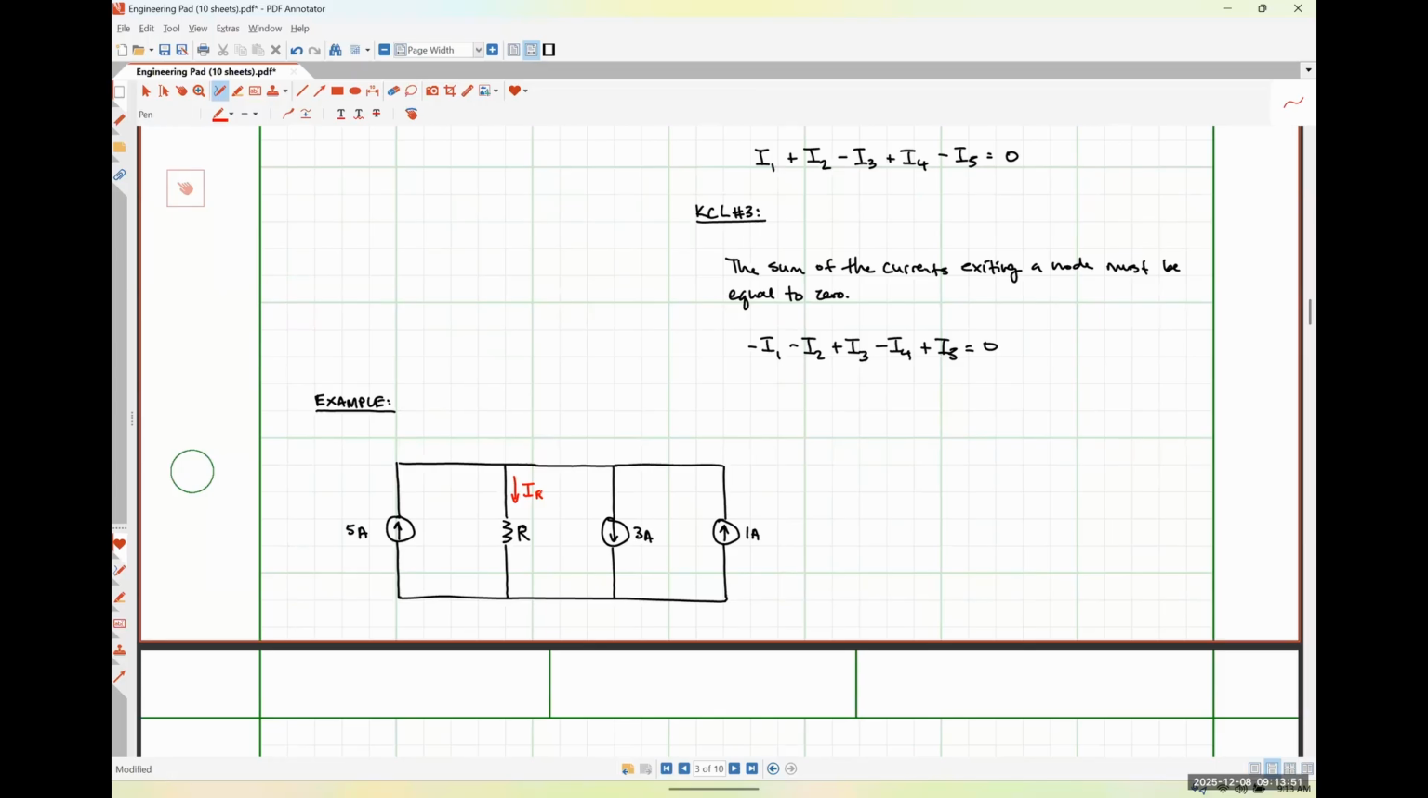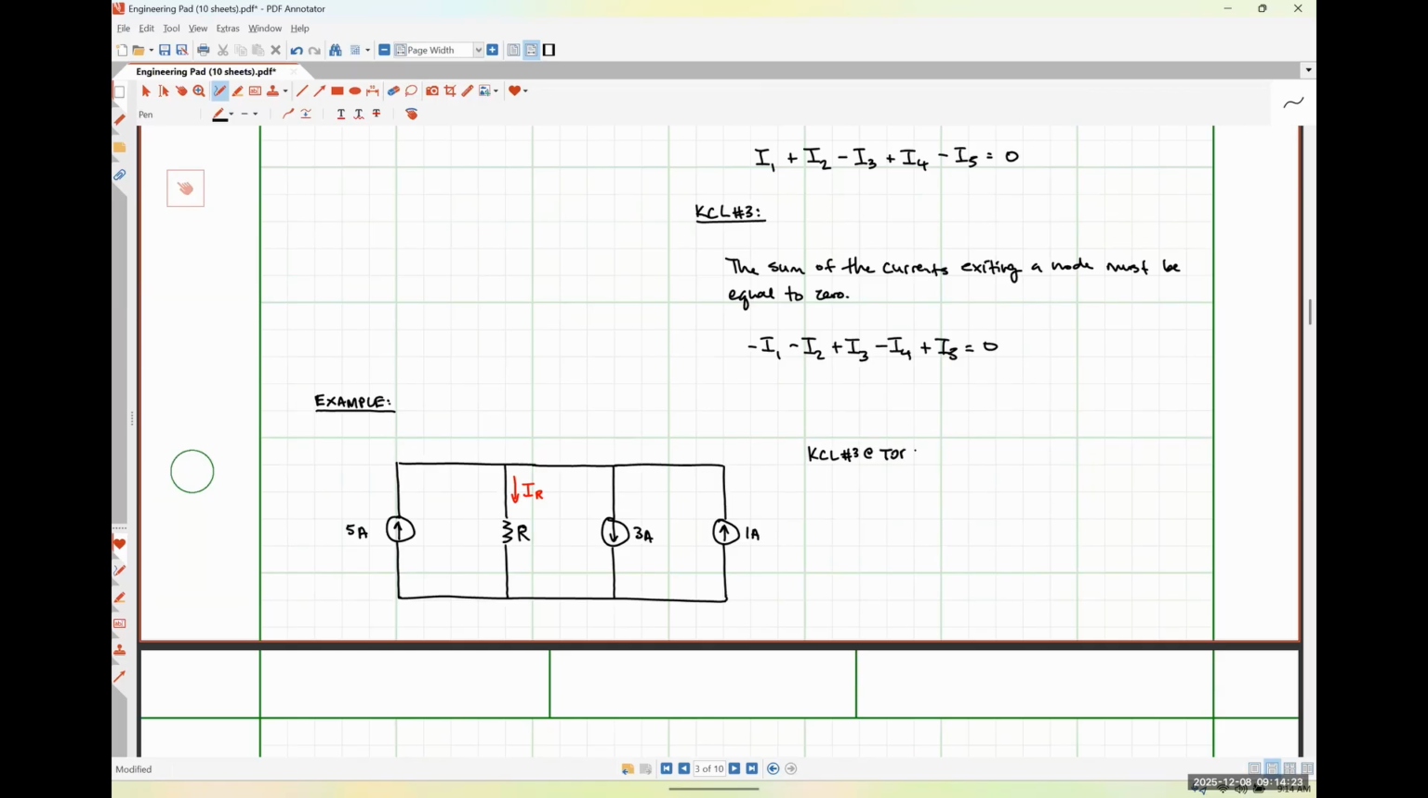Let's see, Isaac, could you tell me which version of KCL you would prefer to do? Just 1, 2, or 3? KCL number 3, okay. And Sujita, could you tell me if we're going to apply it at the top node or the bottom node? Top node. Okay, so KCL number 3 at the top node.